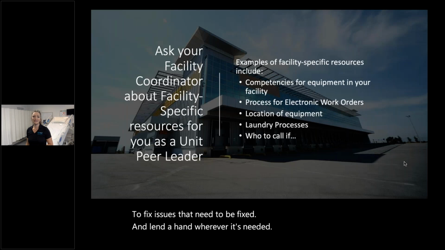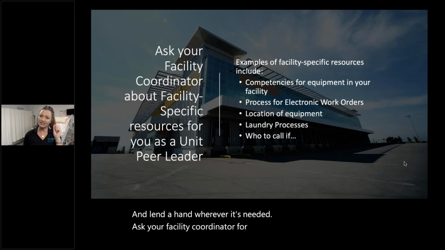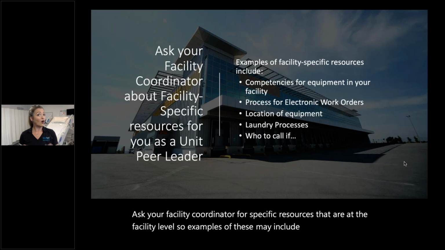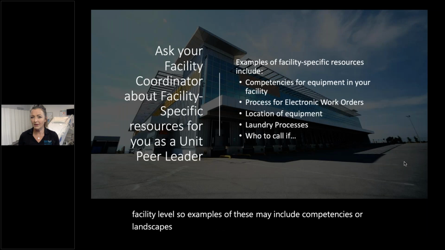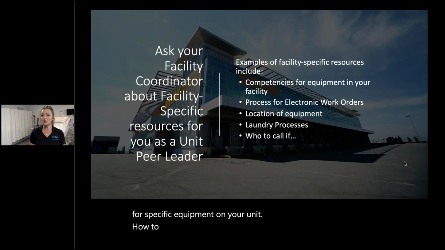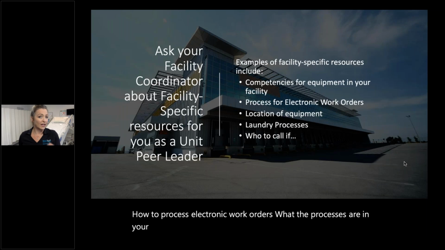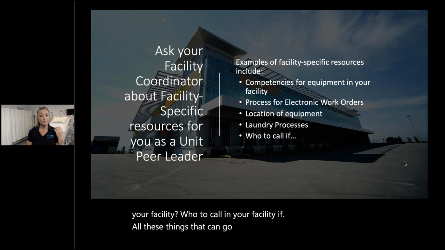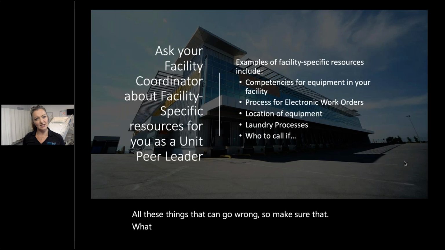Ask your facility coordinator for specific resources that are at a facility level. Examples of these may include competencies or landscapes for specific equipment on your unit, how to process electronic work orders, what the processes are in your facility, and who to call in your facility if all these things go wrong. So make sure that you know what these unit specific and facility specific policies, processes, forms, and order sets are.